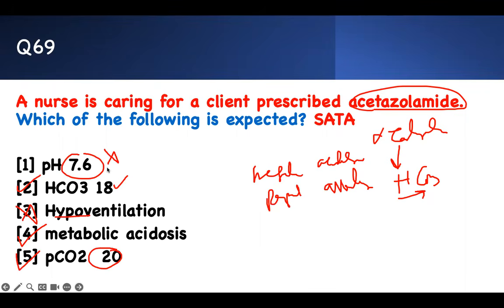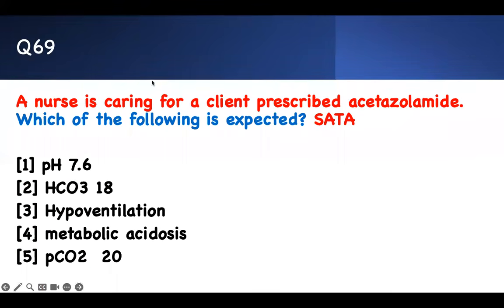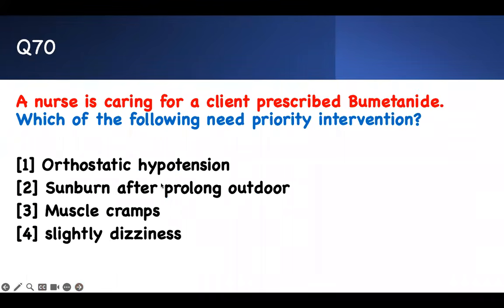The pH should be lower, metabolic acidosis, my bicarb should be lower, my ventilation should be higher in order to blow out my CO2, and this will be lower. That's what you expect. So acidosis, respiratory alkalosis, that's why it's like that. Next question.